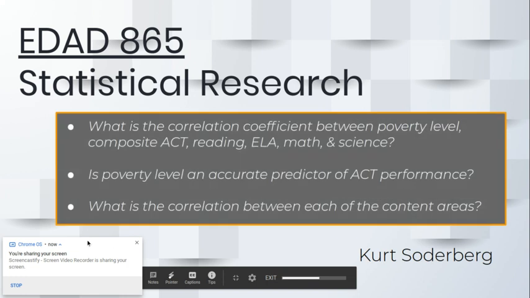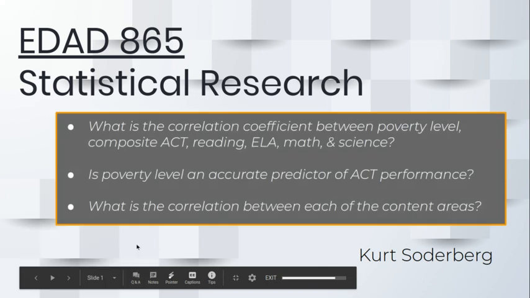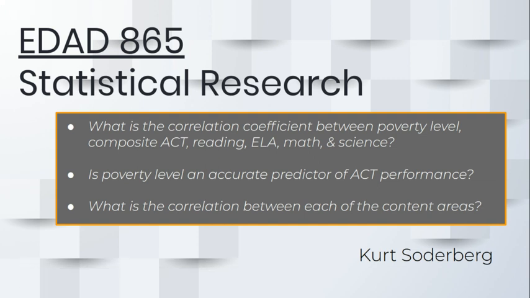For this, I have decided to look at the correlation coefficient between poverty level and the composite ACT, reading, ELA, math, and science. I guess the underlying question is, is poverty level an accurate predictor of ACT performance? As I got into the data, I got more and more interested in it, and so I looked at the correlation between each of the content areas as well. So, in other words, what potential impact relationship they have between each other.